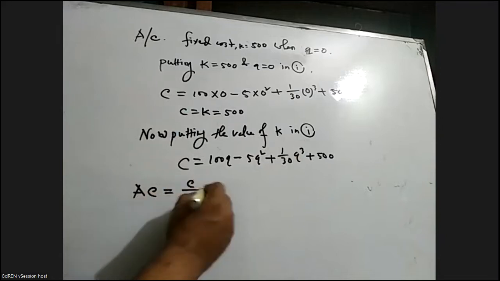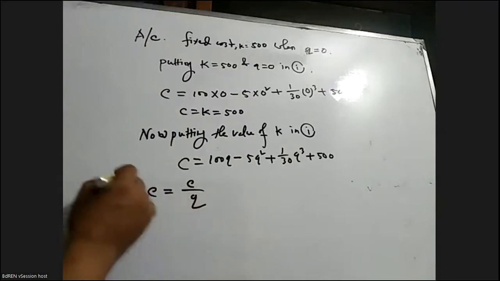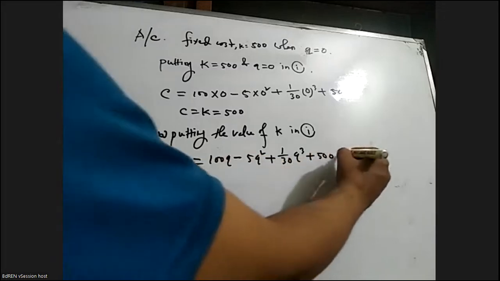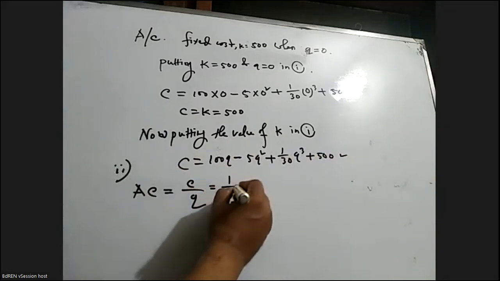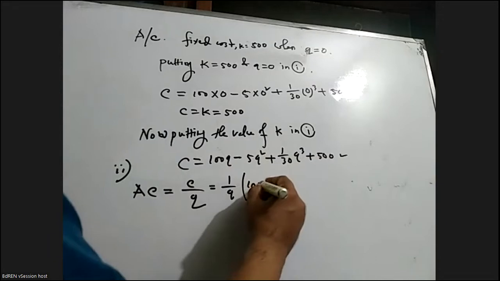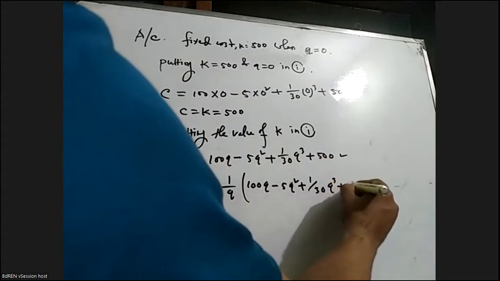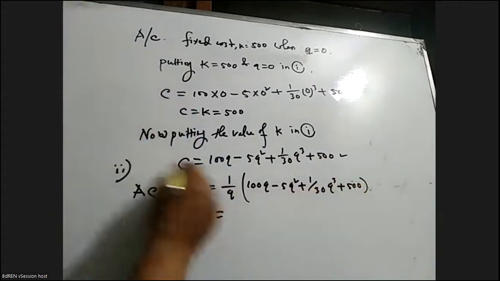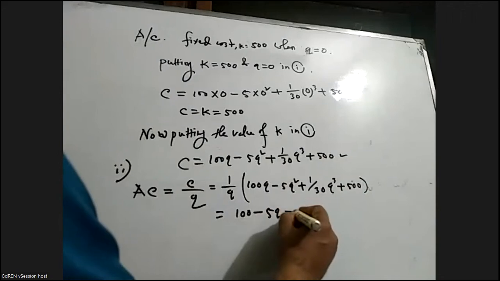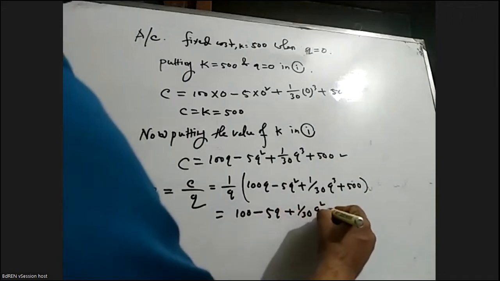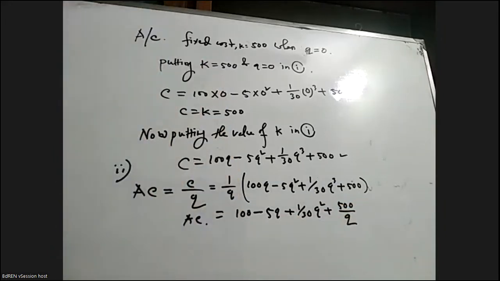Again, second part, average cost. Average cost equals the formula C by q. This is the second part of the question. This is the first part result. This is the variable cost and this is the fixed cost, remember. So C by q equals 1 by q multiplied with c: 100 q minus 5 q square plus 1 by 30 q cube plus 500. So average cost equals 100 minus 5 q plus 1 by 30 q square plus 500 divided by q. This is our required average cost.